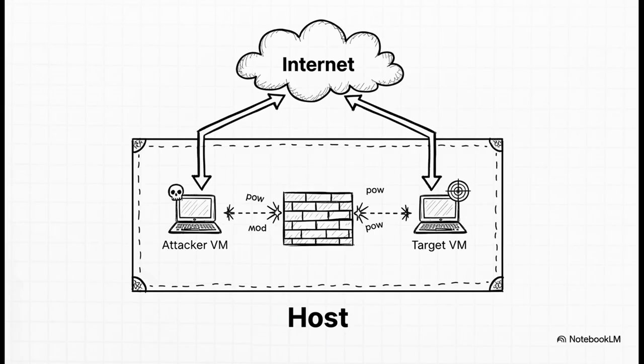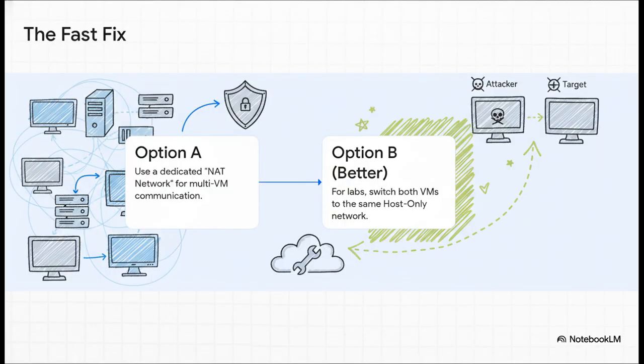Okay, mistake number 1, and this is the big one. People assume that if you put 2 VMs on the default NAT setting, they can just magically talk to each other. They can't. Each one gets its own little private tunnel out to the internet, but they're blind to each other. So how do you fix it? Well, there's the complicated way, which involves creating a special NAT network, but honestly, for 90% of what you're doing in a lab, the simpler, better fix is to just put both your attacker and your target on the same host-only network. Done. Problem solved.